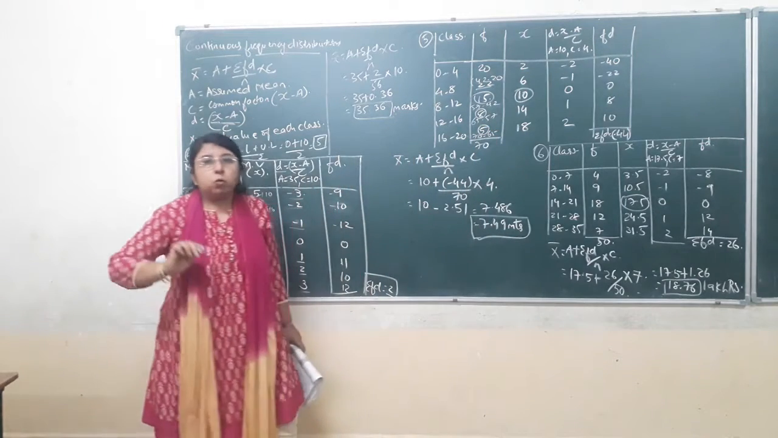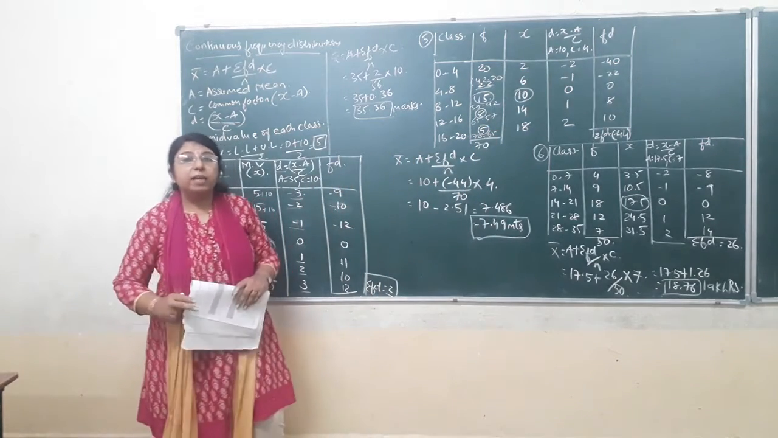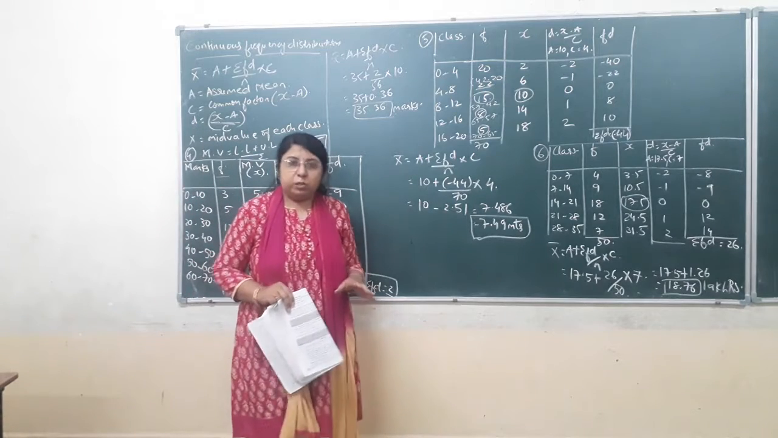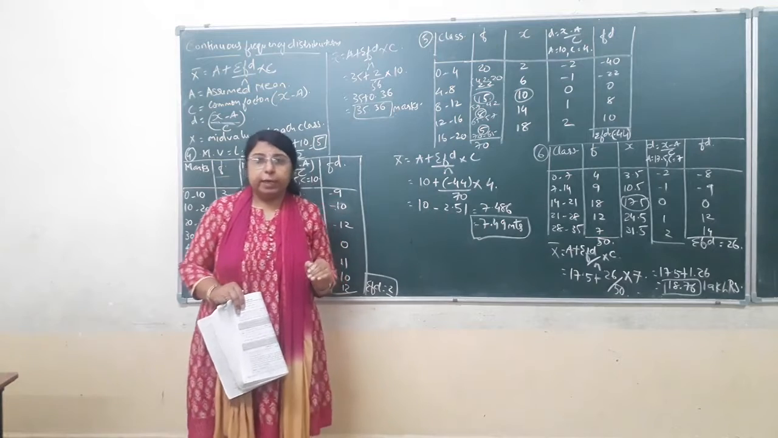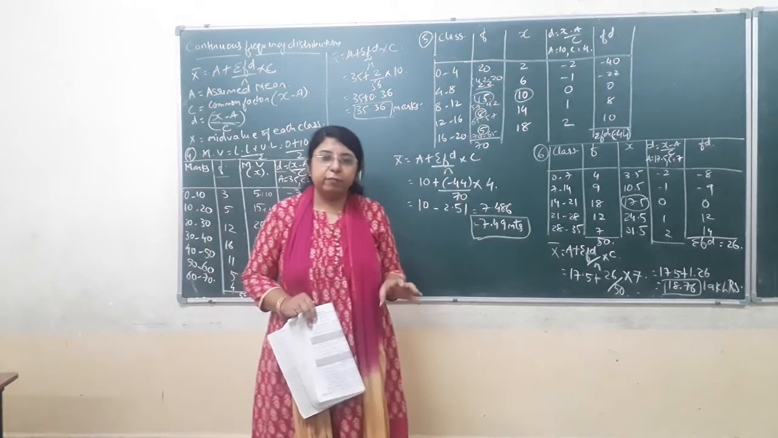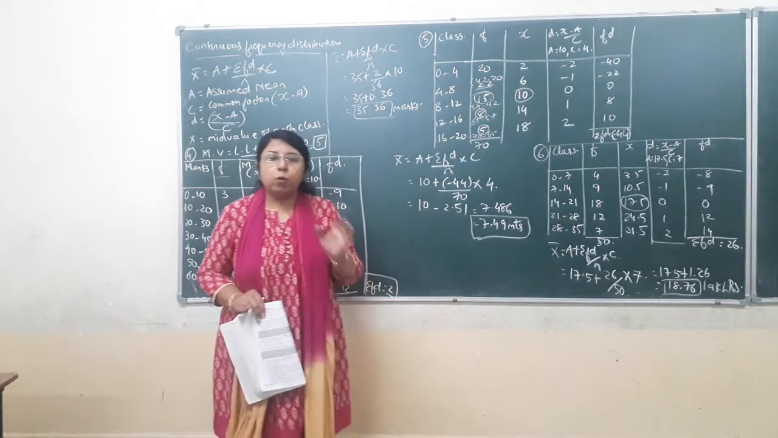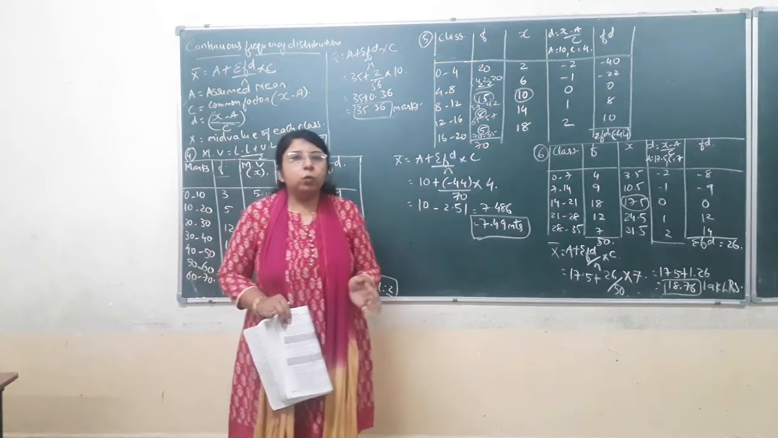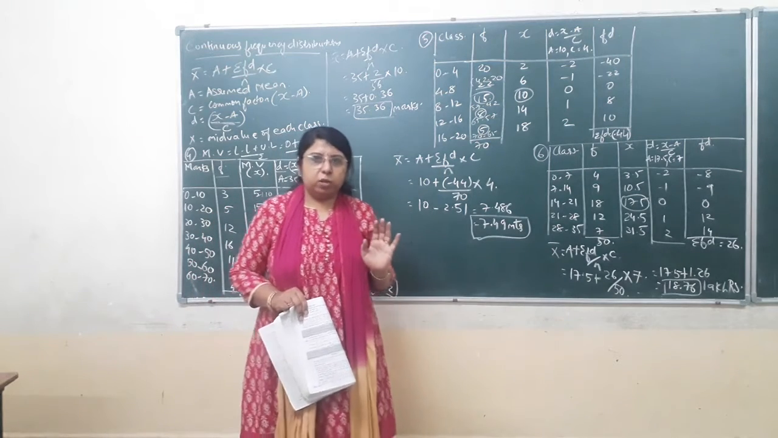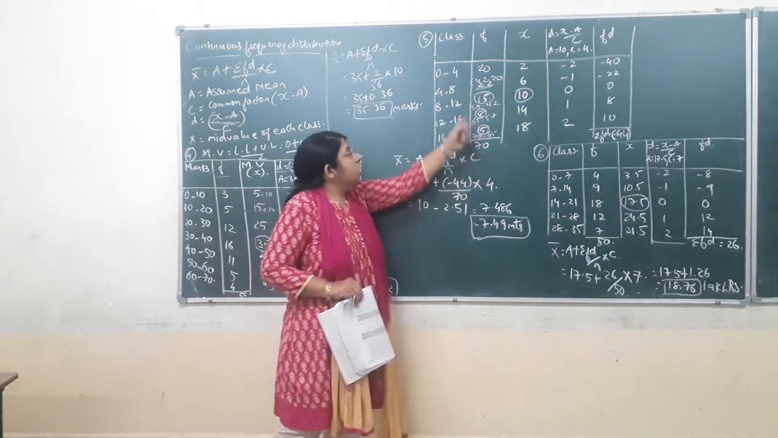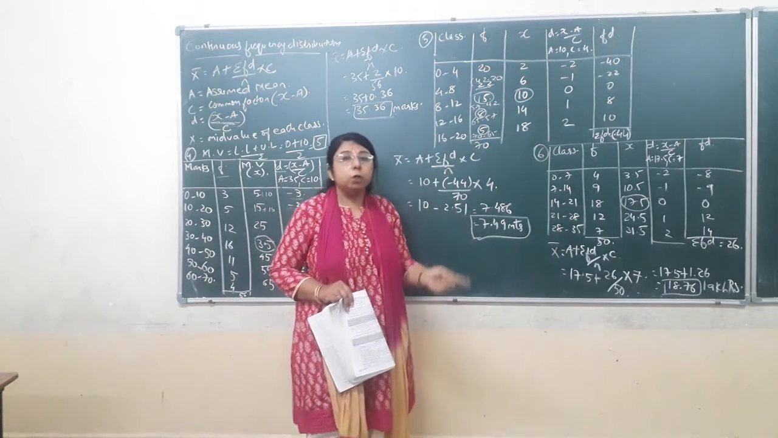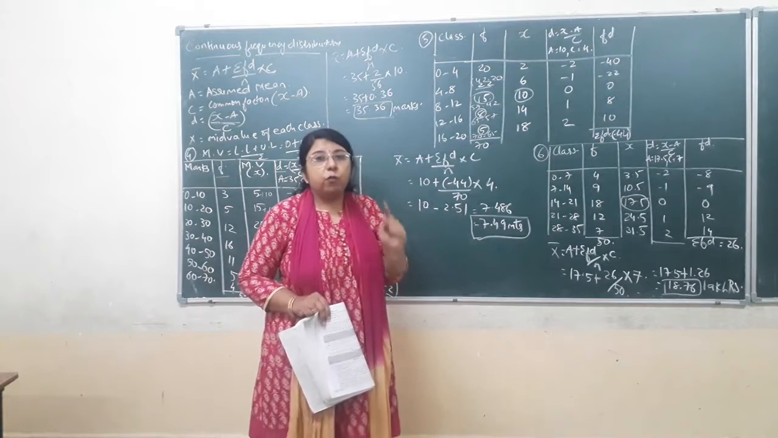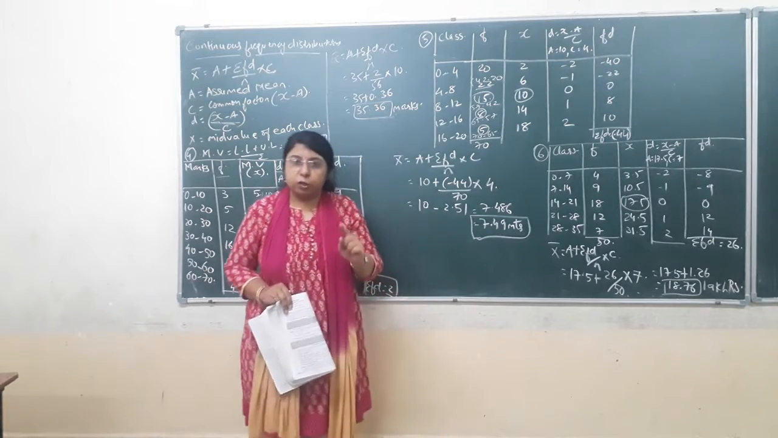So in this way, you have to find the original frequency from the less than type cumulative frequency. It would not be mentioned to you whether it is less than type or more than type. From the data, you have to identify whether it is less than type or more than type, and accordingly convert it into original frequency. Now afterwards, do the total of the frequency. It should be equal to the last value of the less than type cumulative frequency.